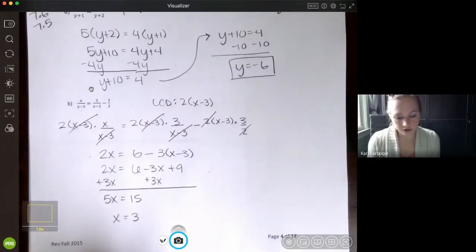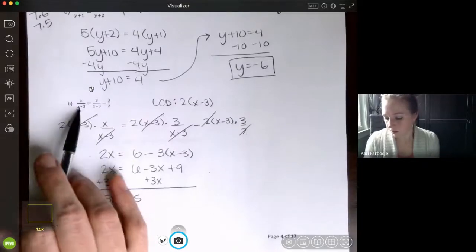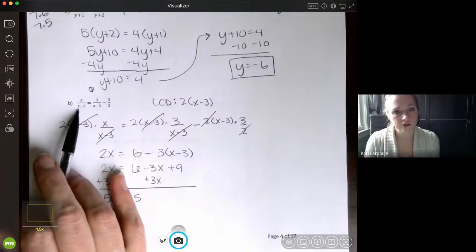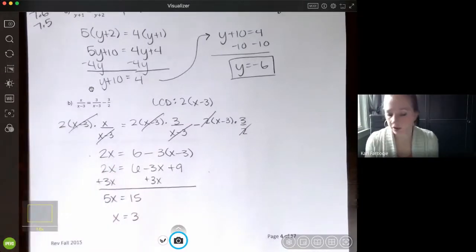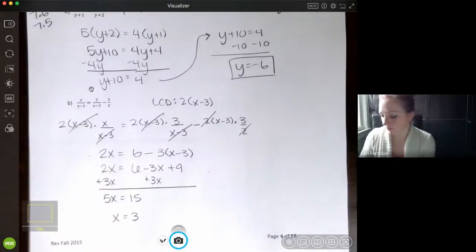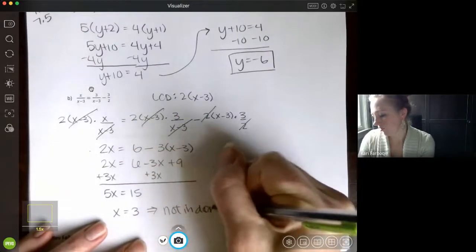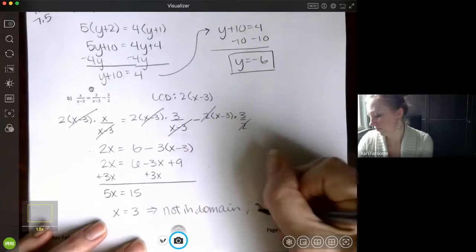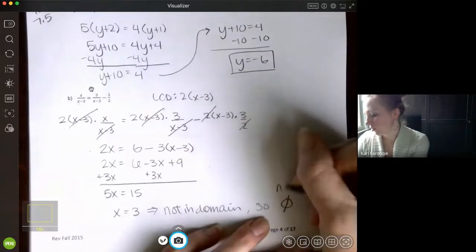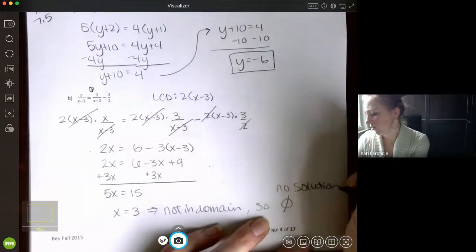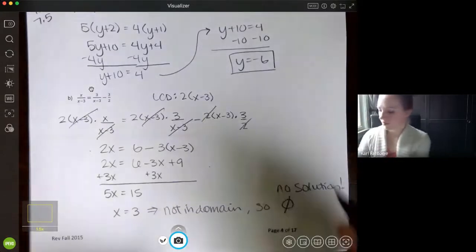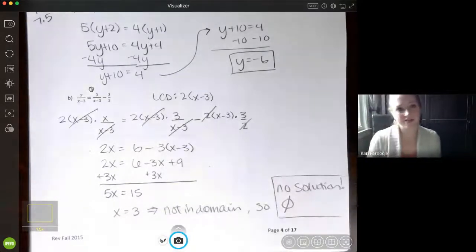Don't put a circle around it. Because notice that if you let x equal 3, well, guess what? Now you have a situation where your rational expression is undefined because 3 minus 3 would give you 0 in 2 of these denominators. That cannot be. So we're going to say that 3 is not in the domain. So no solution. And you can use the symbol or you can just say no solution. But don't say x equals 3.